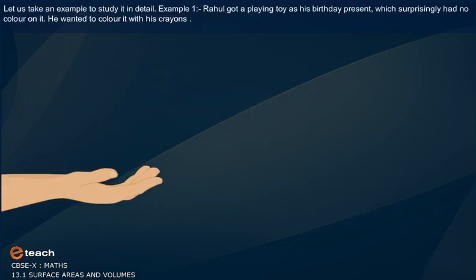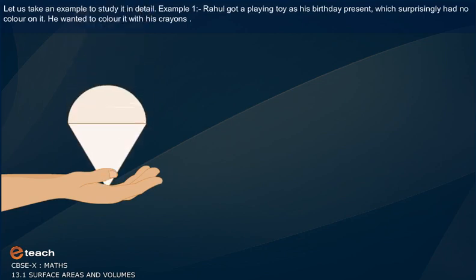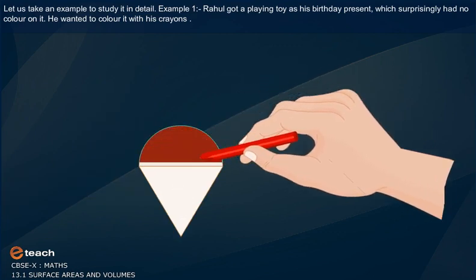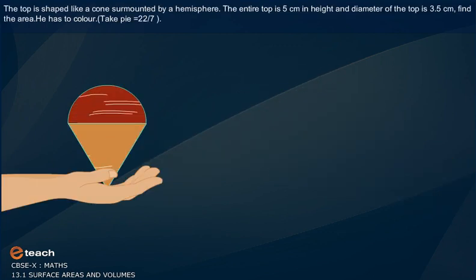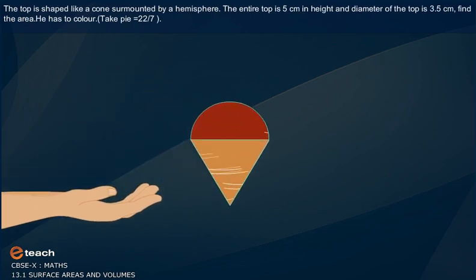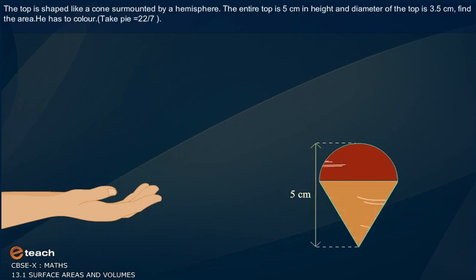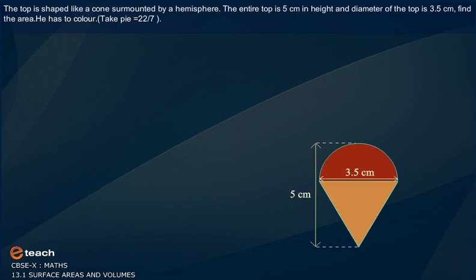Let us take an example to study it in detail. Example 1. Rahul got a playing toy as his birthday present, which surprisingly had no color on it. He wanted to color it with his crayons. The top is shaped like a cone surmounted by a hemisphere. The entire top is 5 cm in height and the diameter of the top is 3.5 cm. Now find the area he has to color. Take pi equal to 22 by 7.